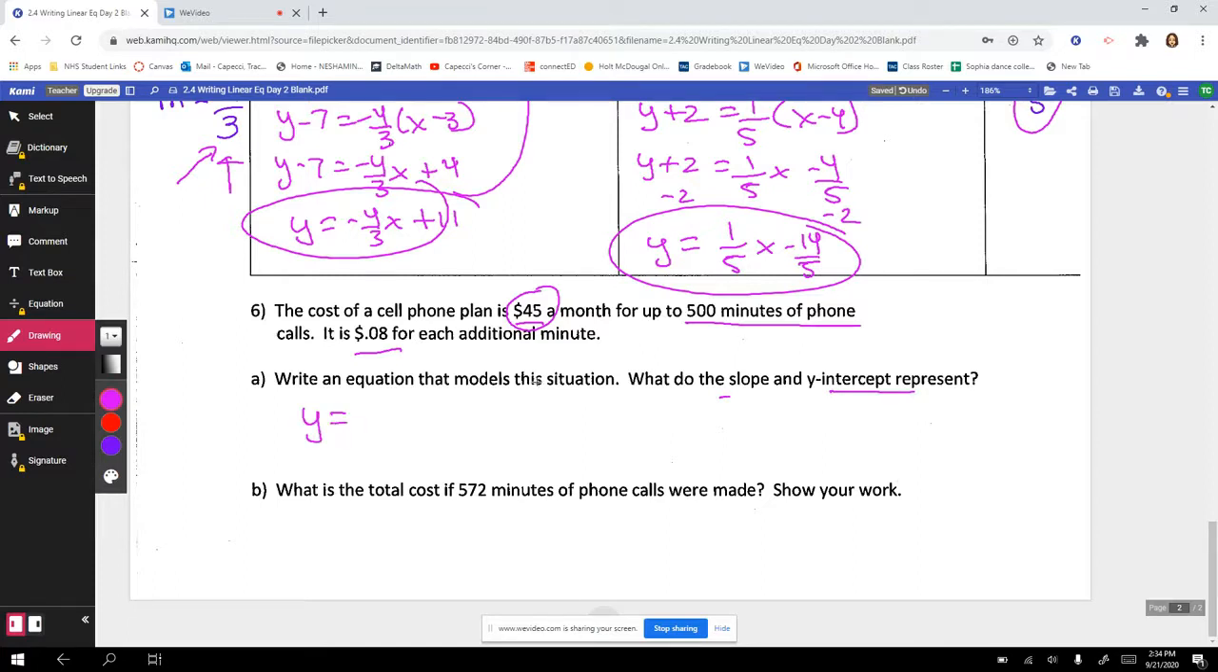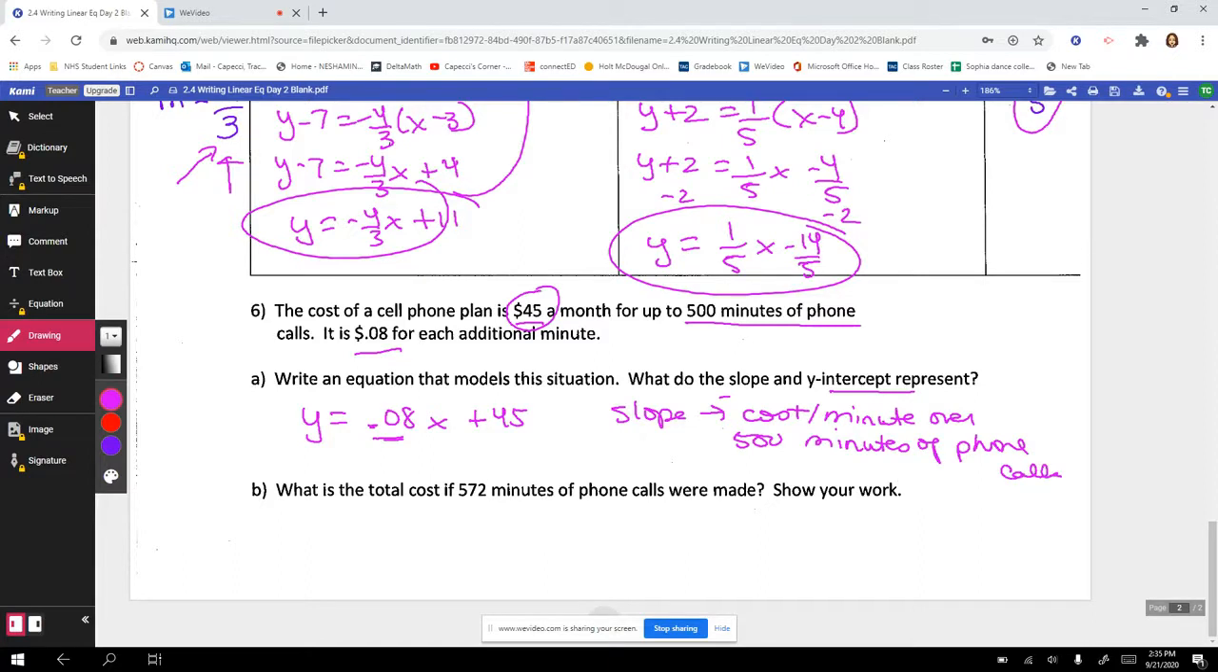What do the slope and the y-intercept represent? So we have y is equal to 0.08 times x, and we'll talk about that. That's the rate of change, plus 45. My slope is my cost per minute over 500 minutes of phone calls. If I stay under it, I don't have to pay that, right? That would just be 0. My x would be 0, and I would just pay 45. My y-intercept is my standard fee. That's my set fee that I pay no matter what, my monthly fee.